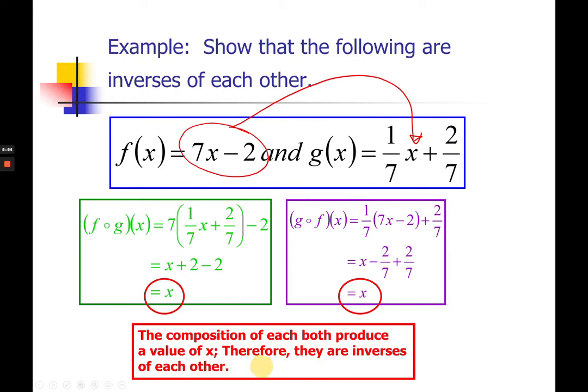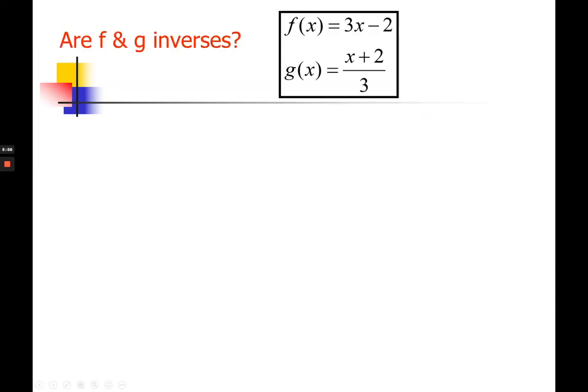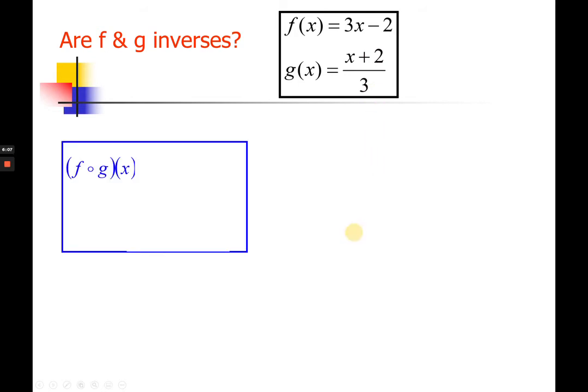Let's try another example. Show that the functions f and g are inverses. Given f of x is equal to 3x minus 2, g of x is equal to x plus 2 over 3. Let's try f composed with g of x, which means in your f function, g of x will be your x.